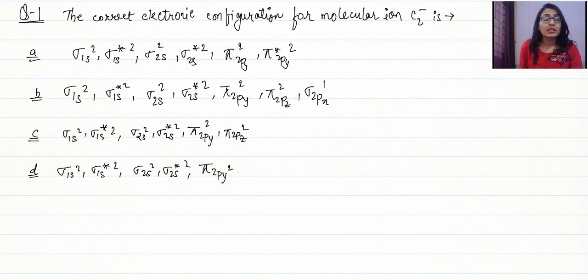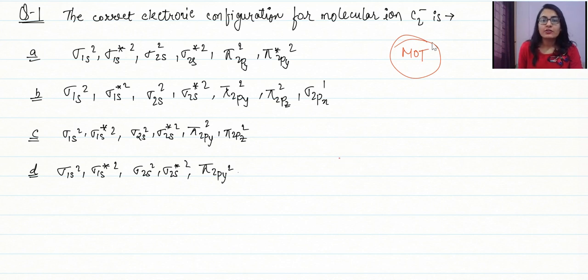So the first question is asking the correct electronic configuration for the molecular ion C2 minus. Definitely, it's an easy question from the MOT theory, basically chemical bonding. It's an easy question, but it is also confusing, so it is going to require 3-4 minutes of your time to solve. I'm just going to give you some time. Just stop the video and try to do it by yourself and then we will discuss it. I think that you have tried it out by yourself.